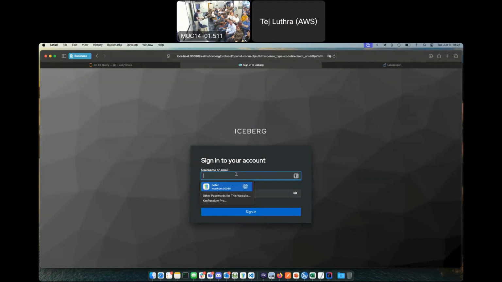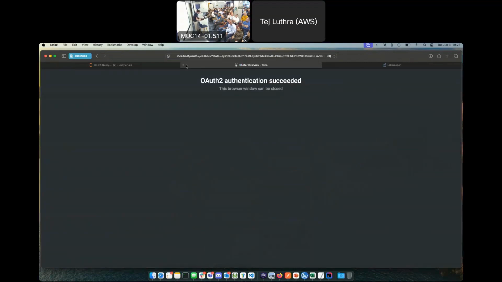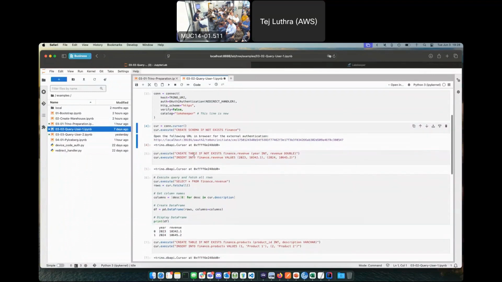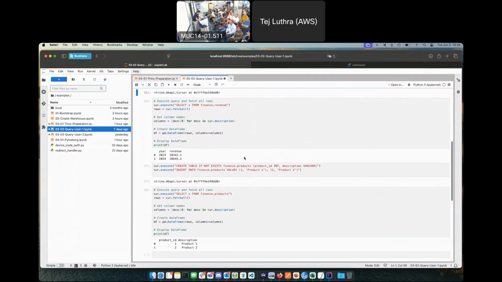So I'm logging in here now as Peter. The password is Iceberg, and it's not secret. And now I'm logged in. And as this user, I'm now creating a table that I call finance revenue. And I'm inserting some values, right? And also a table called finance products.